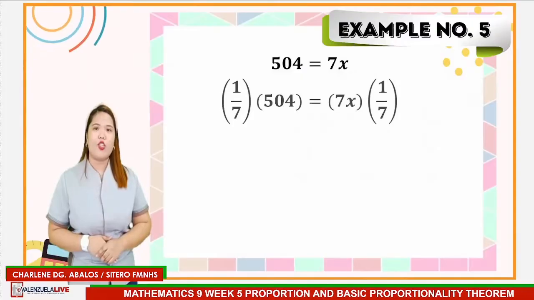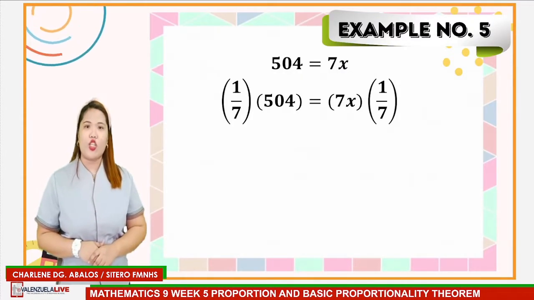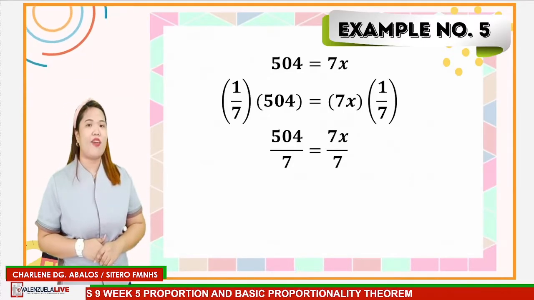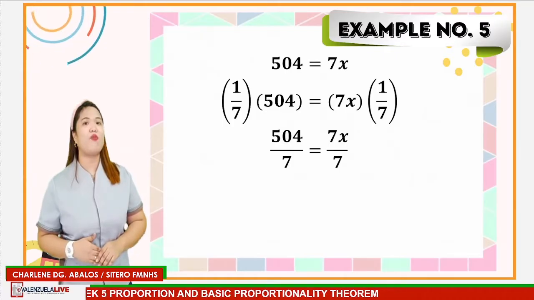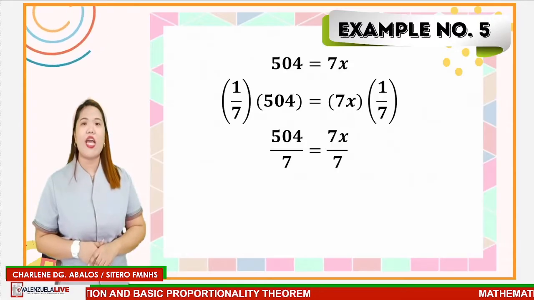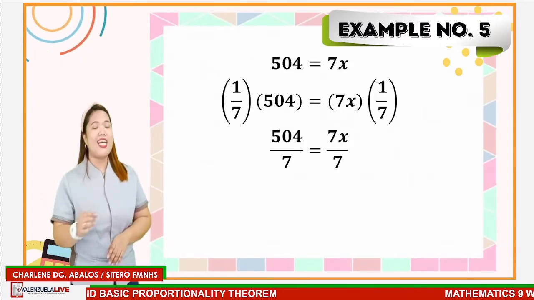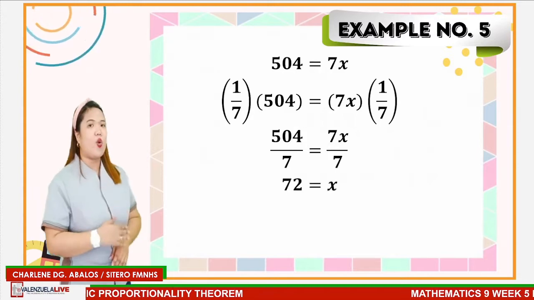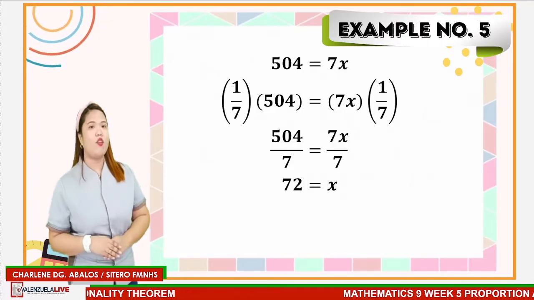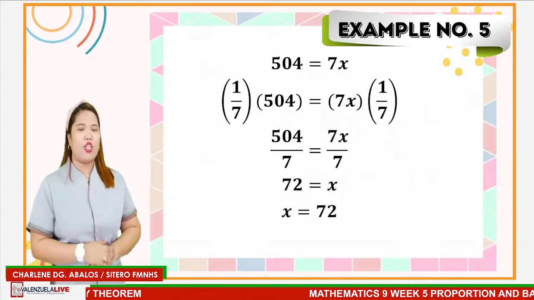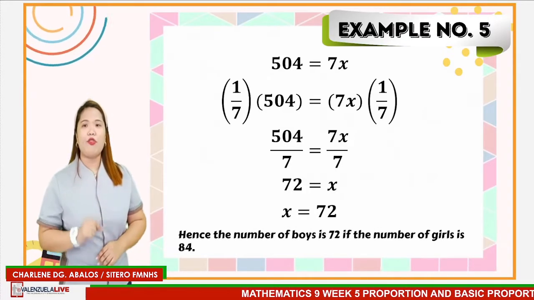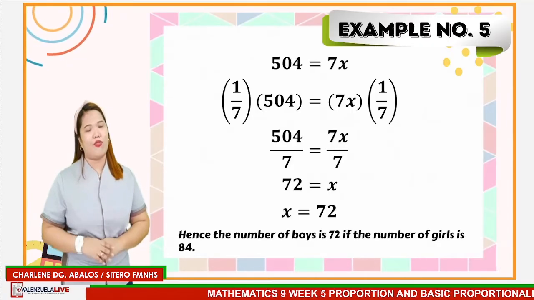Applying multiplicative inverse, multiply both sides of the equation by 1 over 7. So we will have 1 over 7 times 504 equals 7x times 1 over 7. Then it will be 504 over 7 equals 7x over 7. This gives us 72 equals x. And applying symmetric property, it will be x equals 72. Hence, the number of boys is 72 if the number of girls is 84.